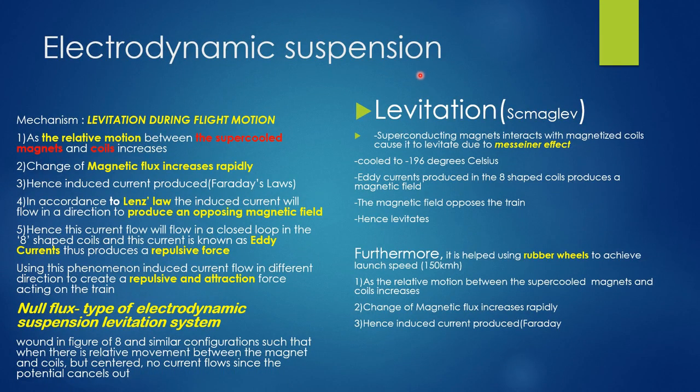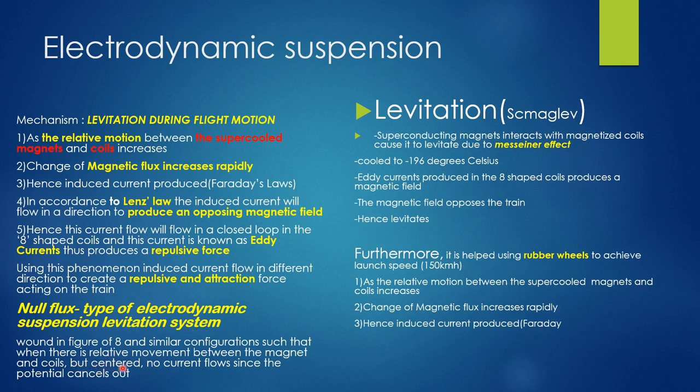Electrodynamic suspension in maglev train. One of it is null flux, which is used in the SC maglev train. How is it like? As mentioned before, it uses a figure-eight shape and magnets, as you can see here. So how does this system work? It produces a magnetic field through relative movement between the magnet and coil, and hence it causes it to levitate.